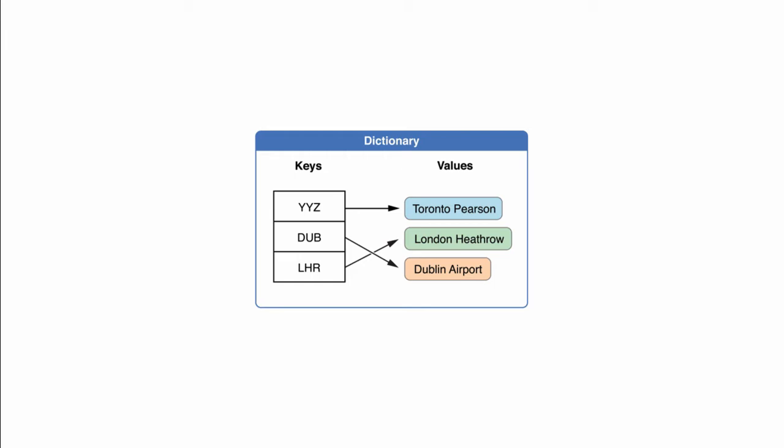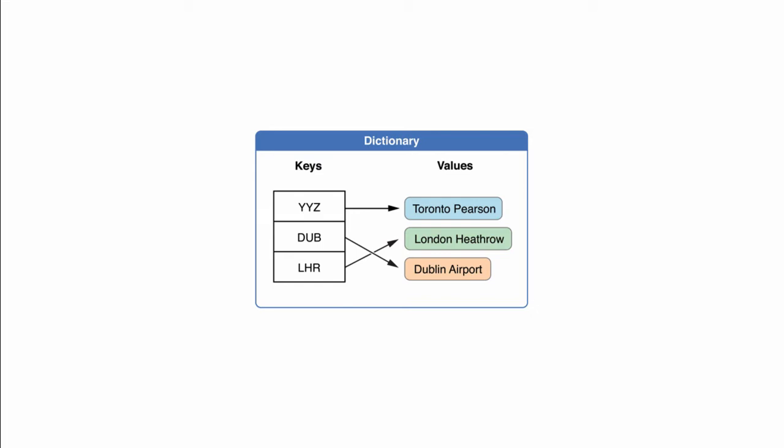But those values we would pull out by asking our dictionary, I have this key called DUB, what does that mean? What's the value of it? And our dictionary would produce the value associated with that key. Now, keys are of one type and values are of another type. In this case, keys would be strings, values would be strings.